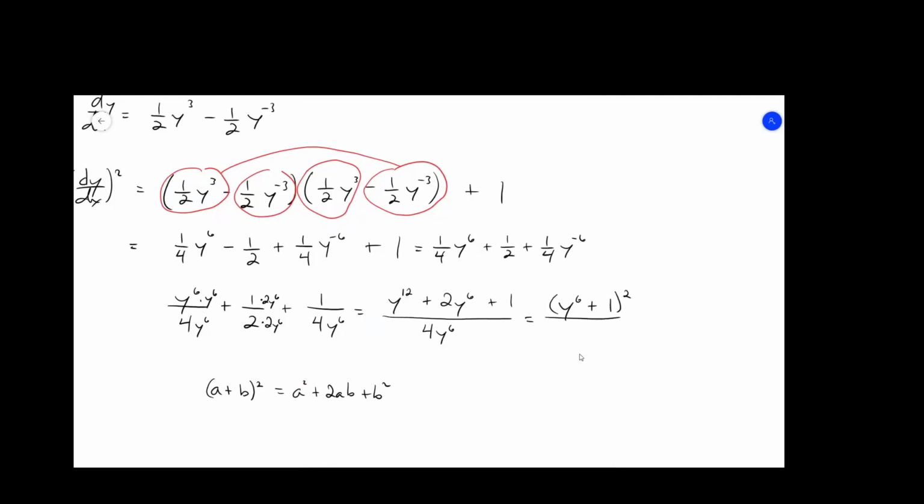That's the whole key behind why this problem works, because again, the next step on this would be to take the square root. And now that it's written like that, everything is a perfect square, right? Y to the 6 plus 1 squared is a perfect square. 4 is a perfect square. Y to the 6 is a perfect square. All of that is a perfect square.